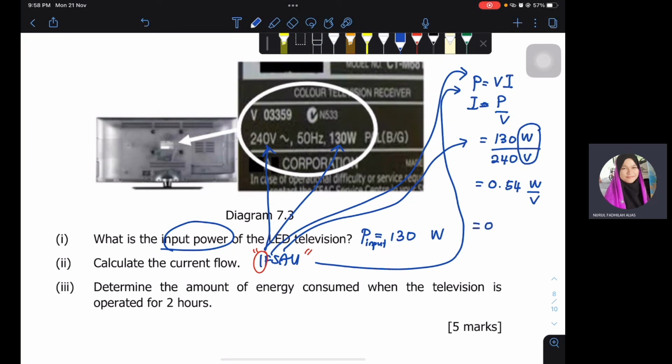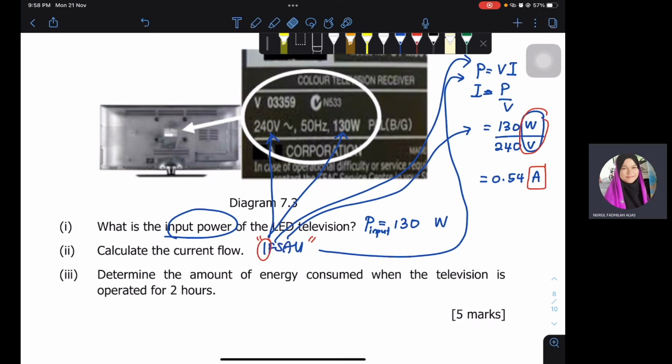If you know the unit, you can answer. Current, you tak boleh tulis dua-dua. You tulis salah satu. So boleh tulis sama ada you tulis W over V as the unit, or you tukar saja ampere. Right? Determine the amount of energy. So dia nak amount of energy. Kita nak energy when television is operated for 2 hours. So info again, another info given is the time.